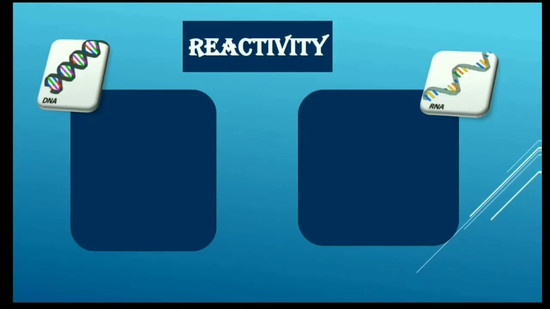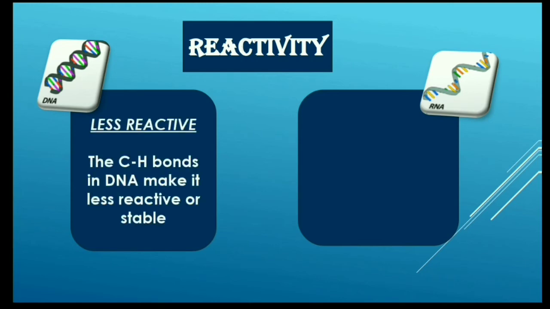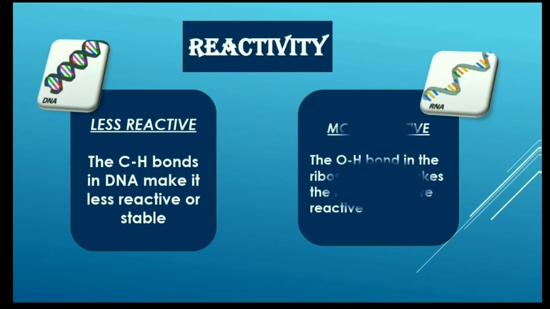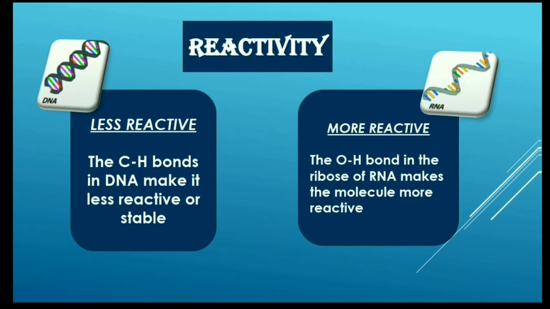Now let's discuss reactivity. It's your turn. You have to tell me, between DNA and RNA, which molecule is stable and which is reactive. Any guess? Yes. DNA is less reactive or non-reactive compared to RNA, because of the CH bond, which makes it less reactive, or stable. While RNA has a hydroxyl, meaning an oxygen-hydrogen bond, which makes it more reactive.